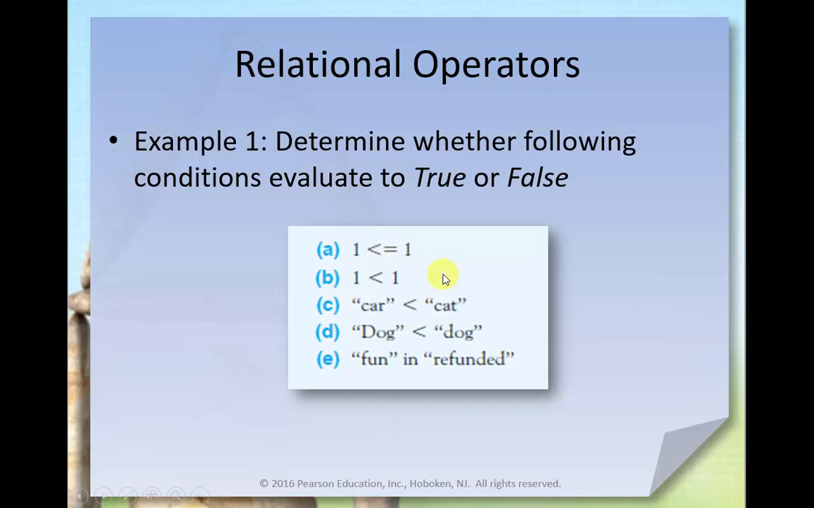1 less than 1, that's obviously false. Is car less than cat? Yeah, it comes alphabetically before that. But here's one. How about dog with a capital D? Is that less than dog with a little d? Well, that's going to be one of those it-depends answers. You're going to have to look and see what the character placement is in the ASCII chart. Do the capital letters come before lowercase letters? If I remember right, I think they do. So I imagine this would evaluate to true.